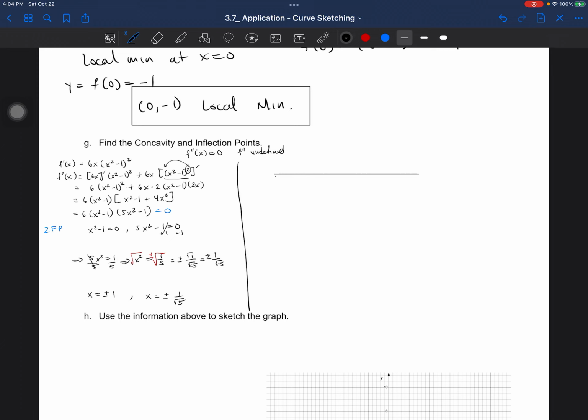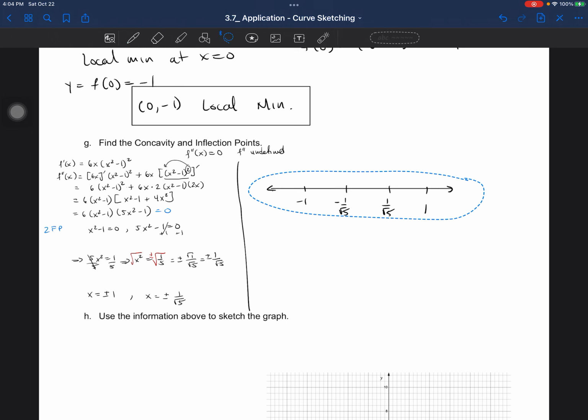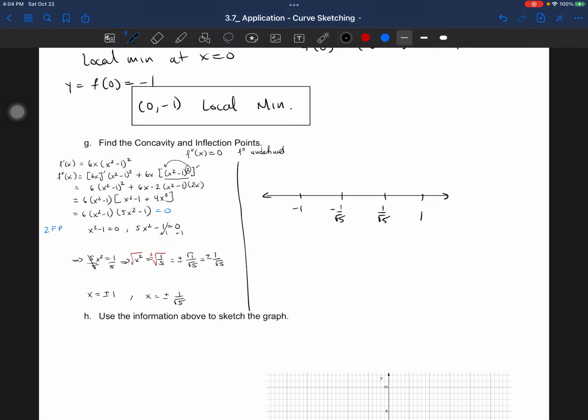We need to create a number line and use the numbers that we just found to divide this number line. And the numbers that we have here are negative 1, negative 1 over square root of 5, 1 over square root of 5, and 1. All right, so it's a lot of numbers. These are the x values. We already know what the second derivative is for these numbers. They're all going to equal 0, because that's how we found them.